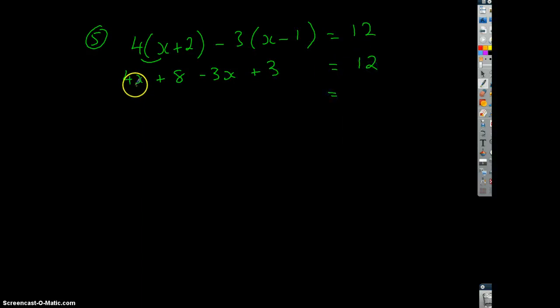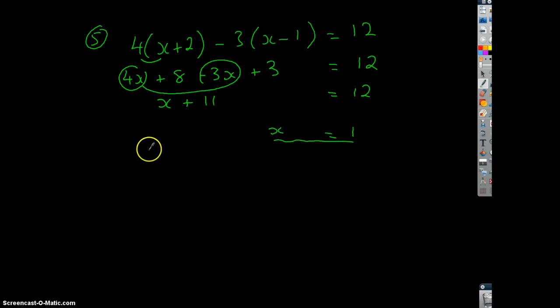Okay, let's collect like terms. 4x and negative 3x is x, 8 and 3 is 11. Let's subtract 11 from both sides. That leaves us with x here, which is what we want. 12 take away 11 is 1. So x is equal to 1, which should be quite easy to check.